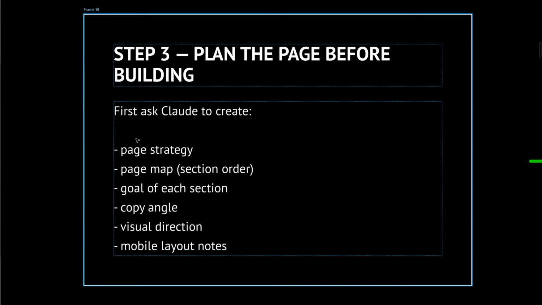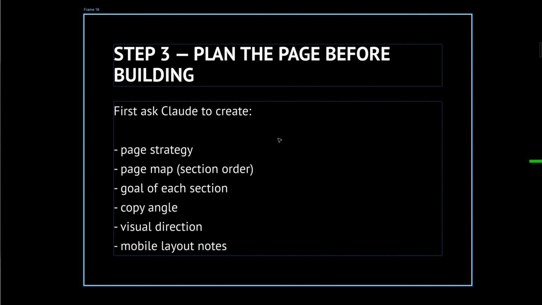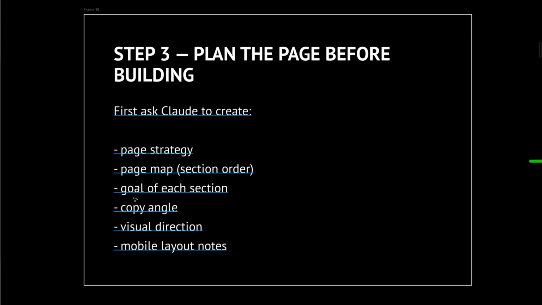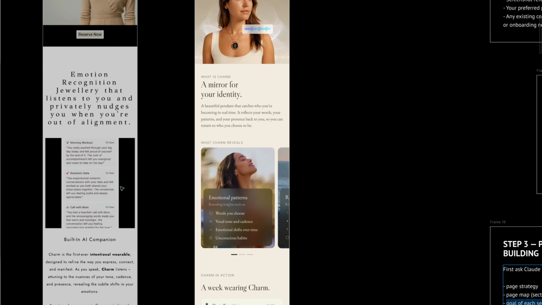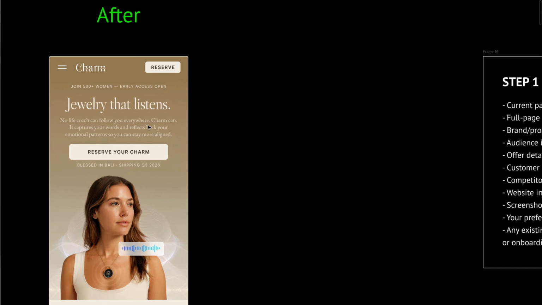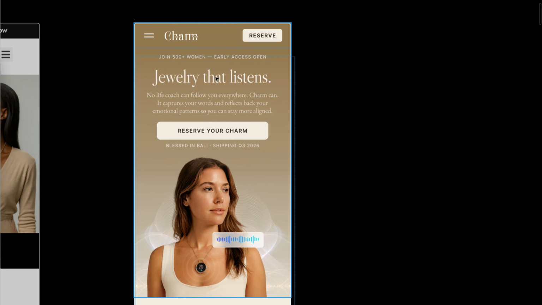Okay, so ask it to create the page strategy, the page map, which is the order of sections on that landing page, what the goal of each section is, and each section should have one goal. So, for example, the hero section has one goal, and its goal is to hook people's attention and communicate the offer in the fewest amount of words.